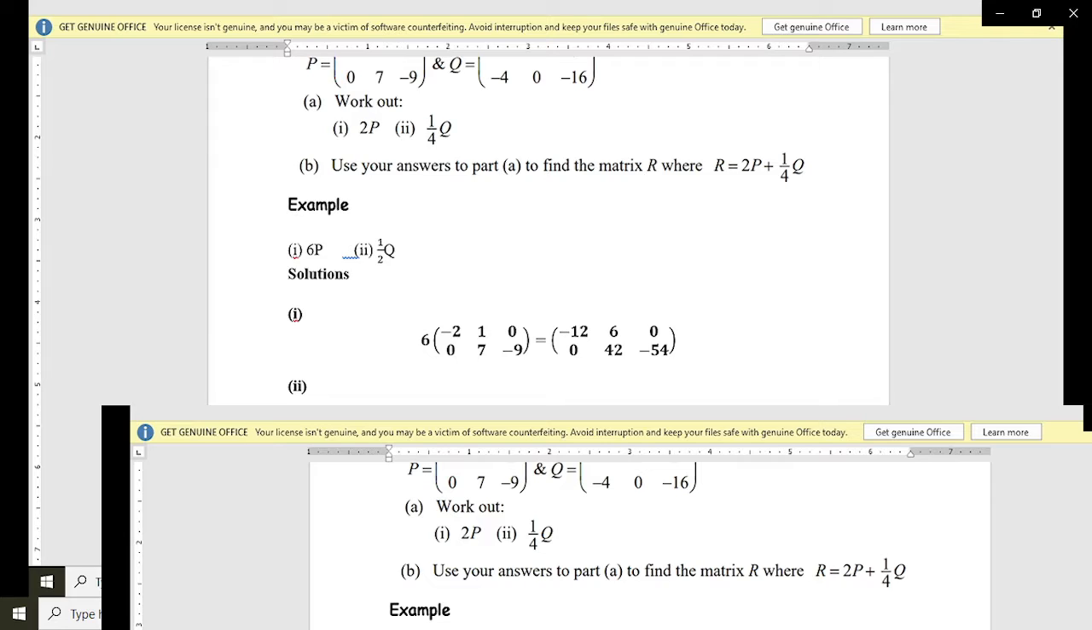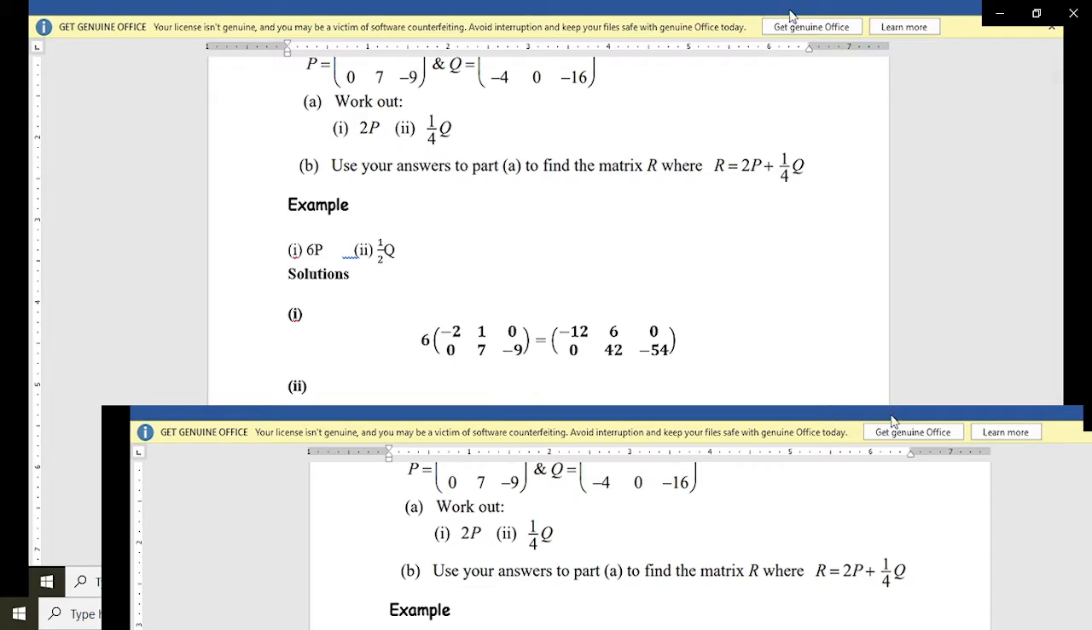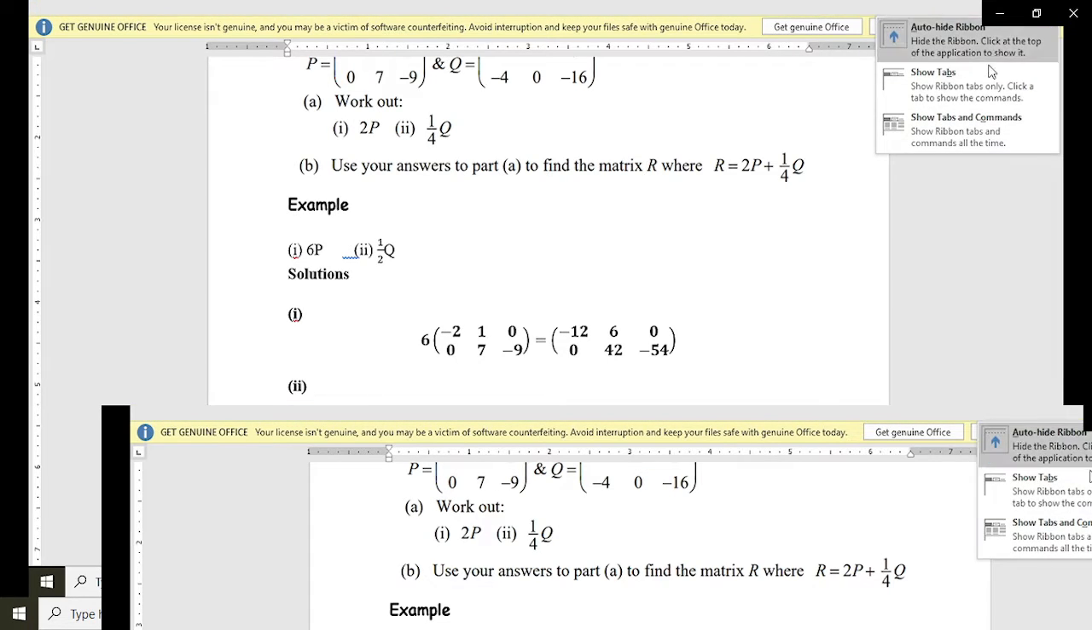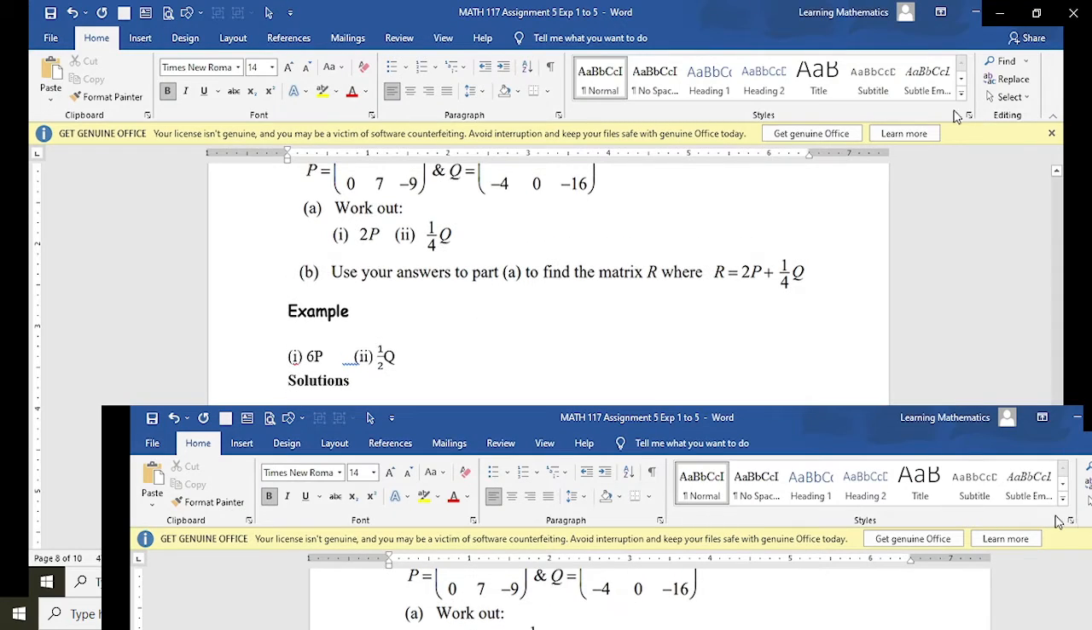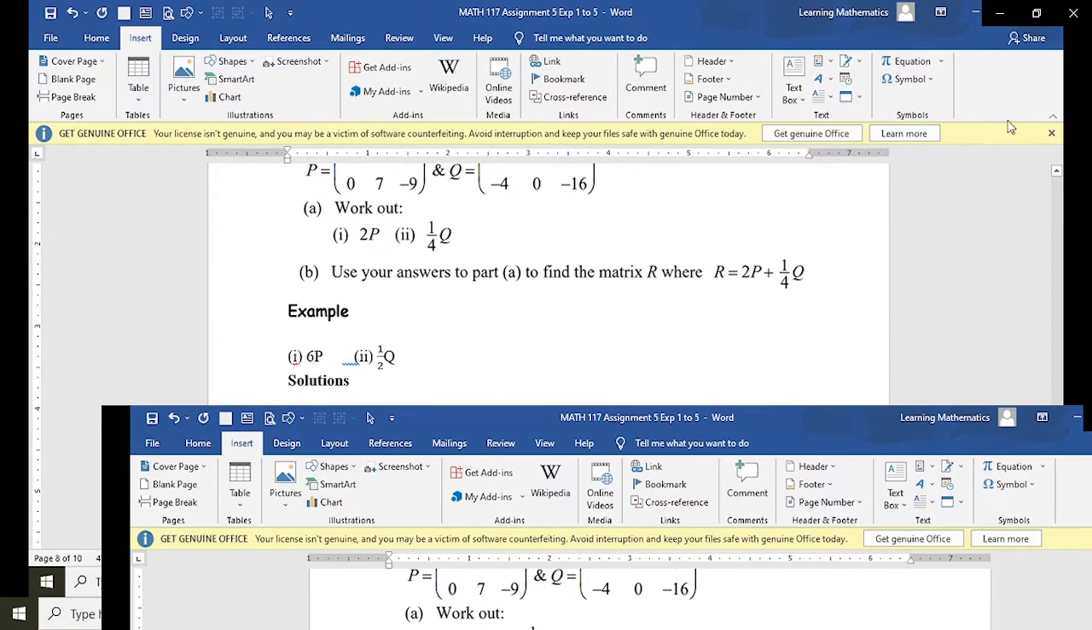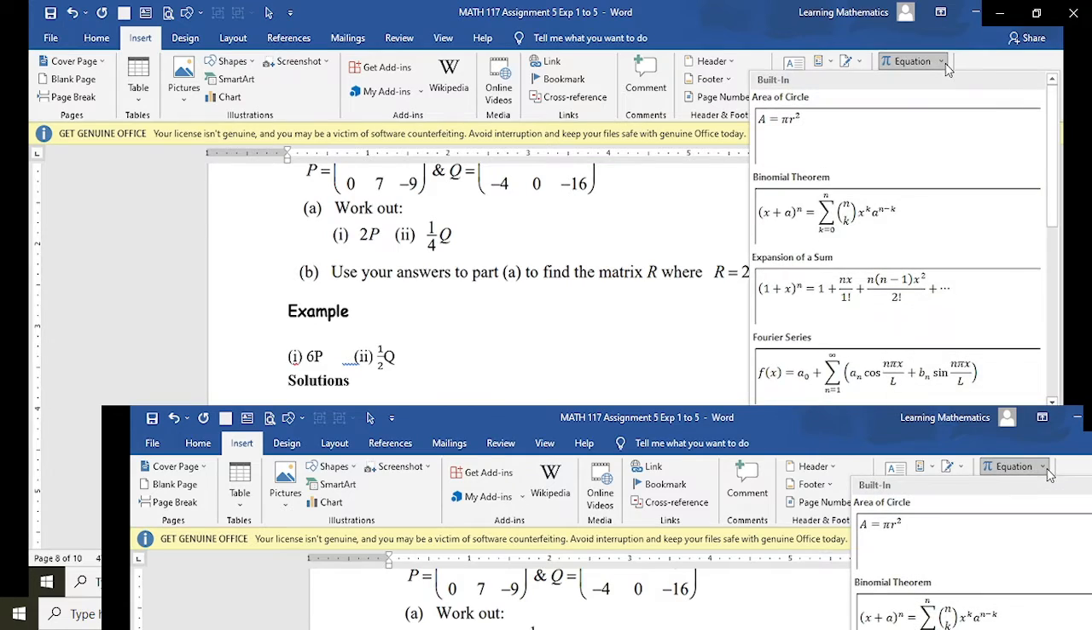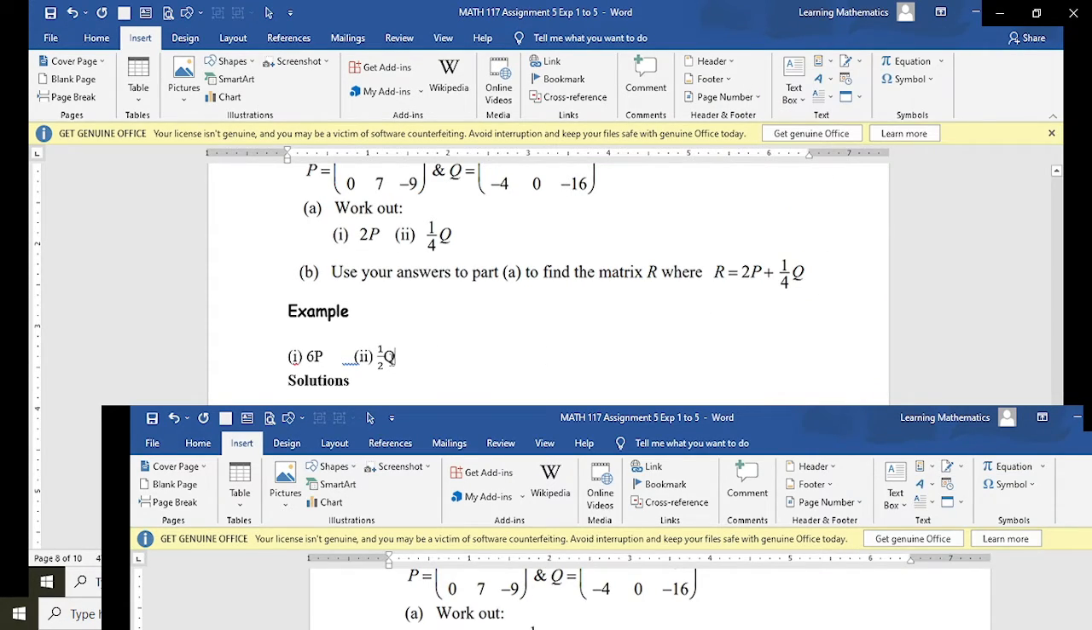You don't have to use R. Let's use T, where T equals 6P. 6P we had now, yeah. Let me bring them together. Oh yeah, look them there. Just copy them. All right.